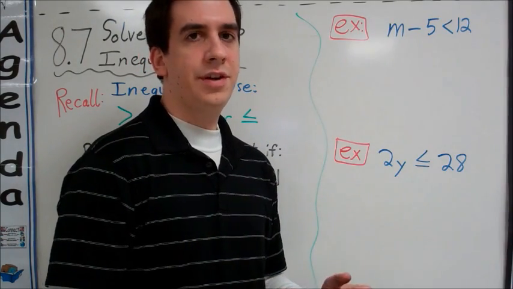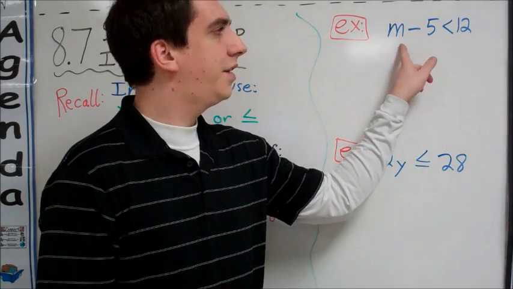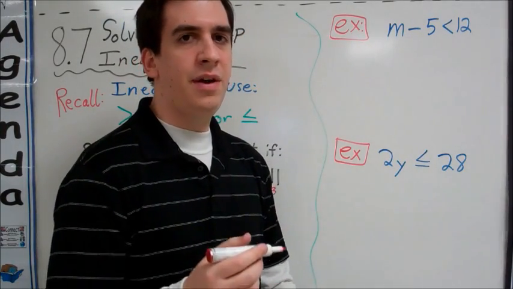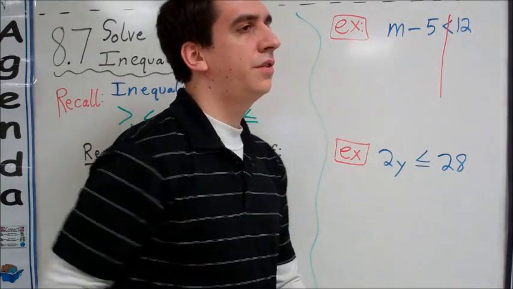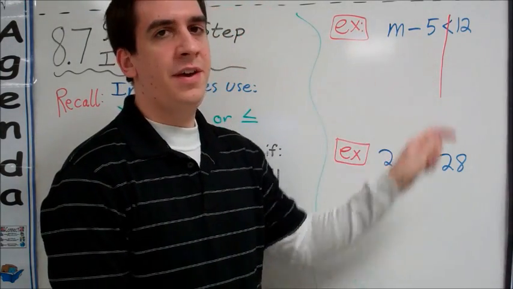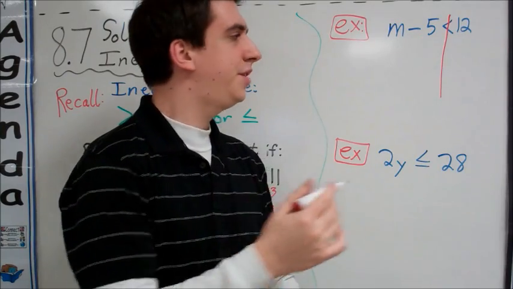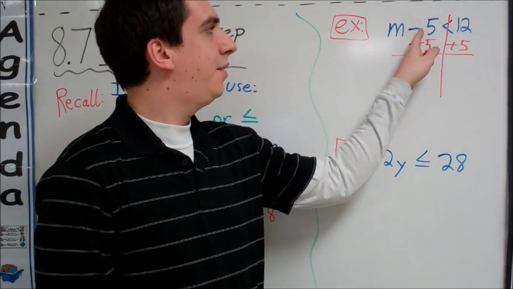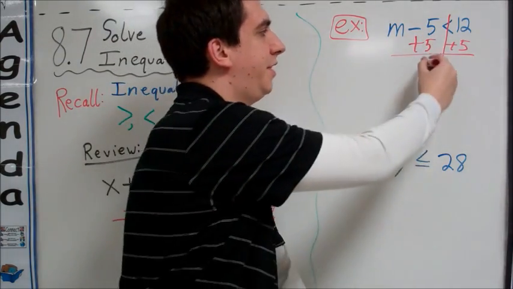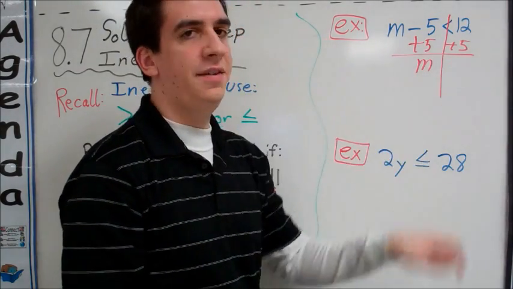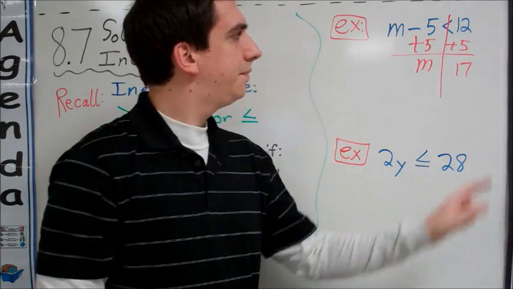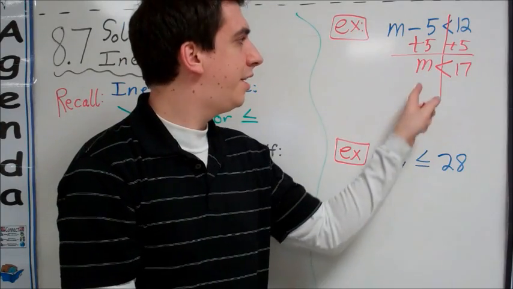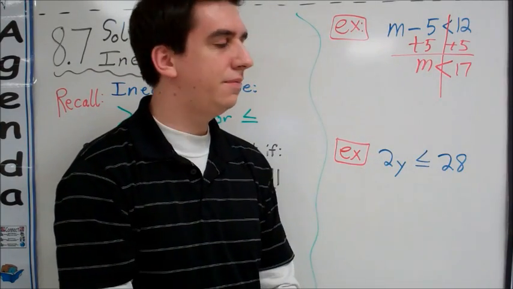We'll try a couple more together, and then we'll try some where we have to also graph them. Let's look at m minus 5 is less than 12. Well, where's our inequality? There's our inequality sign. We have m minus 5. The inverse of minus 5 is to do plus 5. Remember, the minus 5 and plus 5 become 0, so we just have m. And we also have 12 plus 5 is 17. This inequality sign will drop straight down. So our solution is m is less than 17.